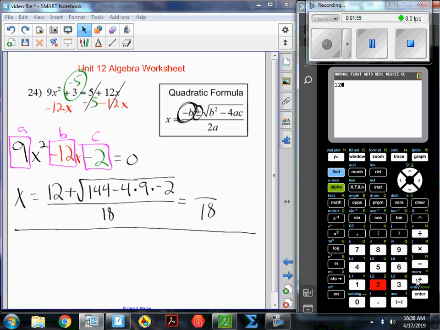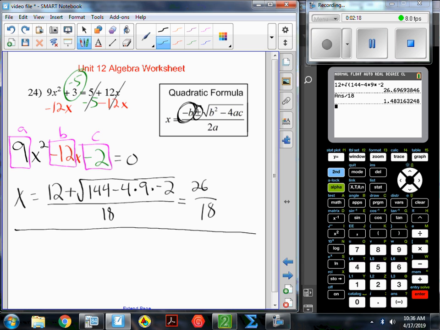So we have 12 plus the square root of b squared is 144 minus 4 times a, 9, times c, negative 2, gives me a decimal divided by 18. My decimal was about 26.7. And then using that exact decimal divided by 18 was 1.483. So that's one solution. The second solution is going to come from 12 minus the square root of 144 minus 4 times 9 times negative 2, all over 18.